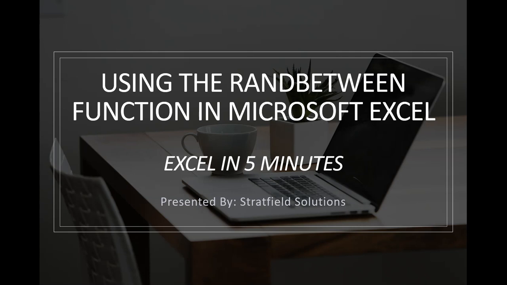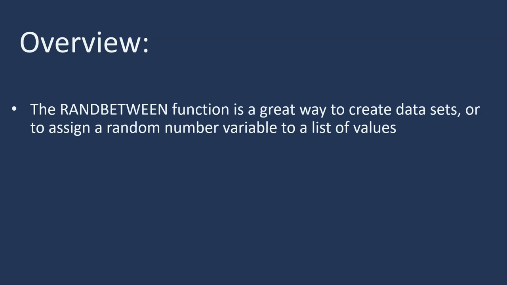that I want to go through just a couple of tips and tricks with this particular formula. So for an overview, again, the RANDBETWEEN function is a great way to create data sets, or if you want to assign a random number variable to a list of values. So if you want to assign everybody a particular number in a range of values, this is a great function to be able to do that.